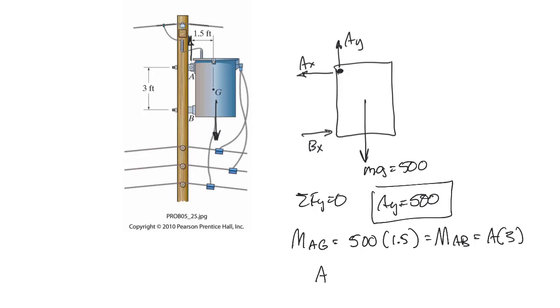So I can say A is equal to B, AX is equal to BX, and that's going to be equal to 250 pounds. So anyway, that's just a quick and easy, dirty way of looking at couples, and sometimes your problems can be simplified looking at that.